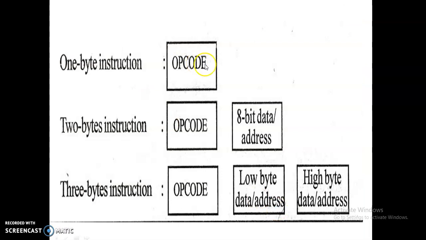Here you can see 1 byte instruction means there is only one opcode. In the one instruction itself, you have the opcode and operand in the same byte. Okay, a 2 byte instruction is divided into 2. The first byte is the opcode. The second byte is the 8-bit data or address. In 3 byte instructions, the instruction is divided into 3. The first byte is the opcode, the second byte is the lower order address, the third one is the higher order address.